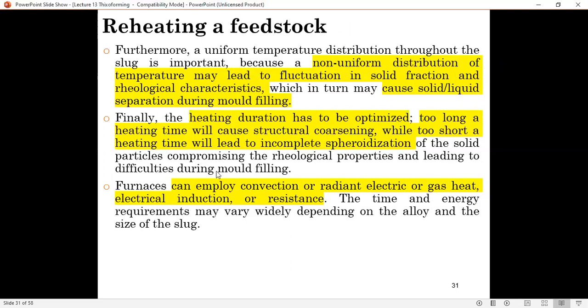Too short a heating time will lead to incomplete spheroidization of the solid particles, compromising rheological properties and leading to cracking. So if the heating time is too short, it can be hard for you to do the casting or forming.